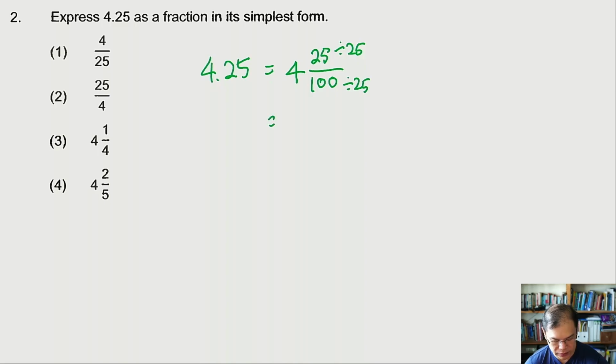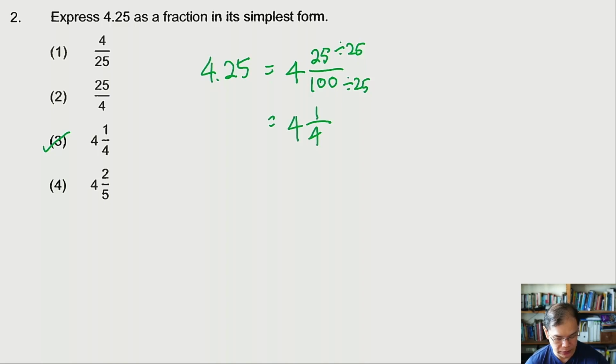Some of you may take a few steps to arrive there, but both 25 and 100 have a common factor of 25. So 25 divided by 25 is 1. 100 divided by 25, that is 4. Okay, so the answer is number 3.